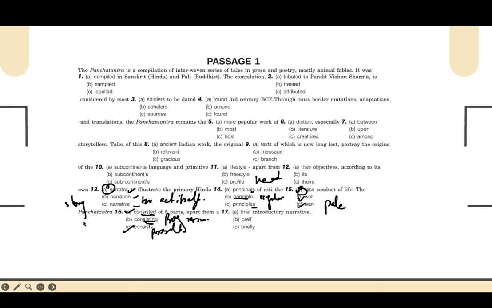Read it again. The Panchatantra consisted of five parts apart from the brief, brief, and briefly. Again, see how to eliminate. Brief, wrong spelling, misspelled. Briefly is an adverb. A brief introductory narrative. Brief modifies the introductory narrative, so the correct option is brief. Now you see how simple it is to do sentence completion. We will be doing many more passages like this in our videos.